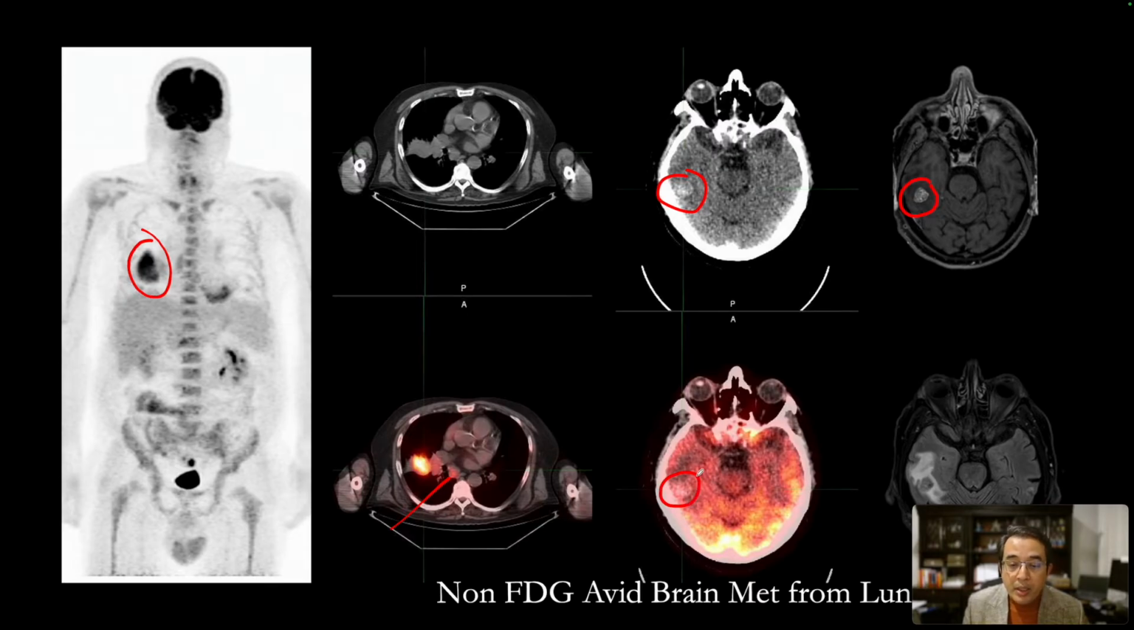So frequently metastatic lung cancer to the brain is not seen as hypermetabolic foci, and this is probably because there is intense surrounding uptake of FDG, which is physiologic in the brain, and that's why even if the focus takes up some FDG in the background of intense brain activity, it will not be seen as focal hypermetabolism.